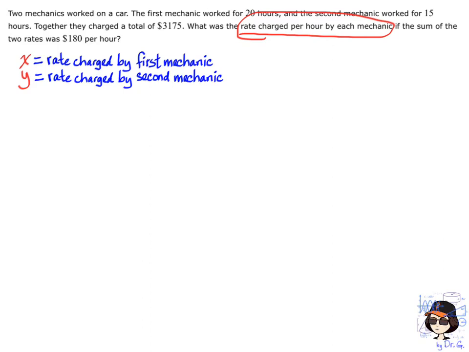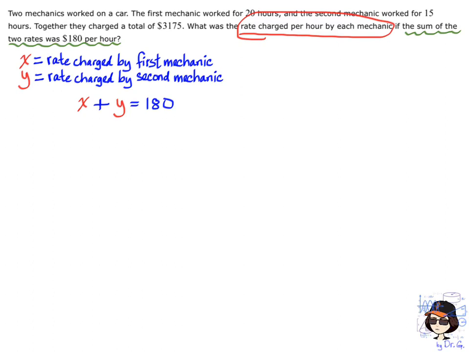So let's look at the information again. There's a simple equation in the last sentence. So the sum of the two rates was $180 per hour. So since the two rates are X and Y, we can write down the sum, X plus Y equals 180. So that's our first equation.